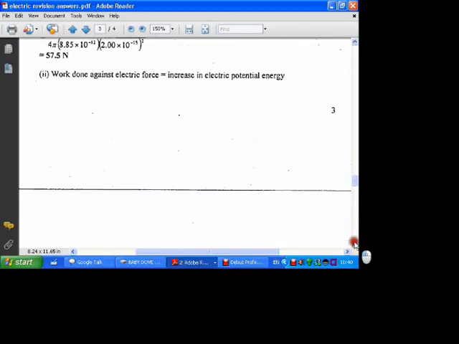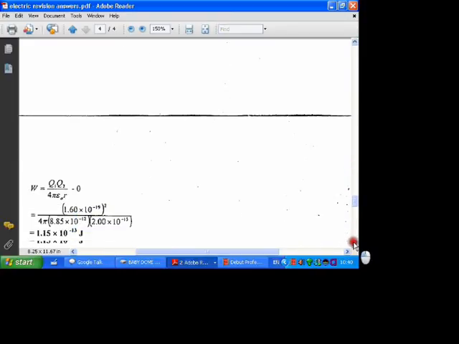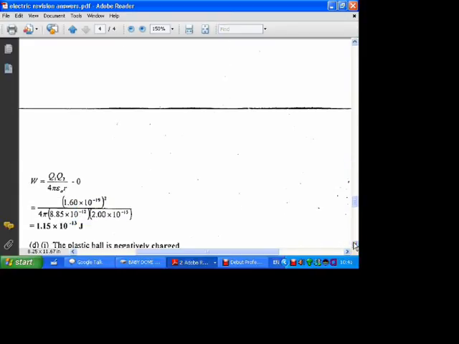So at infinity, your EPE should be zero, because R is infinite. Using Q1Q2 over 4 pi epsilon naught R, with R being infinite, the EPE at infinity should be zero. After you bring it to a distance of 2 femtometers apart, the system will gain in EPE. So this is the amount of work that you need to do: you take the final EPE minus the initial EPE.